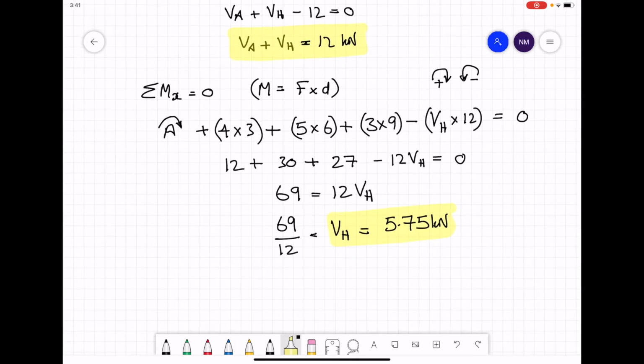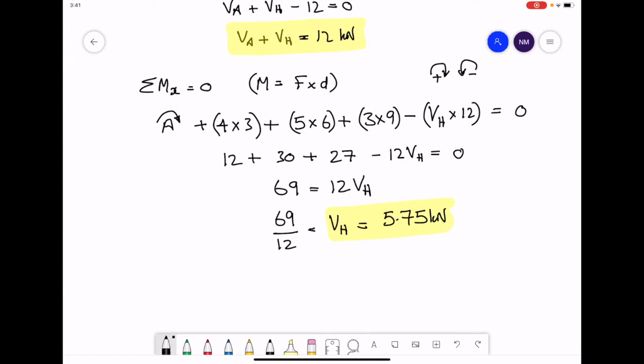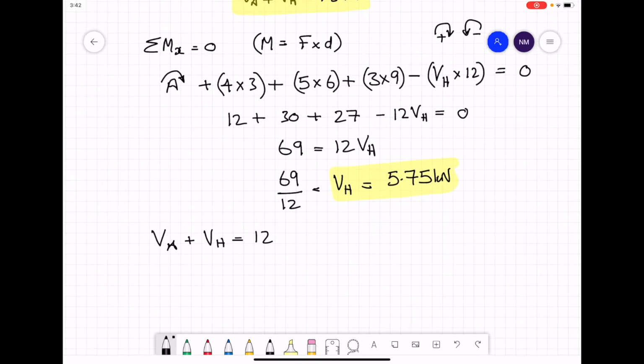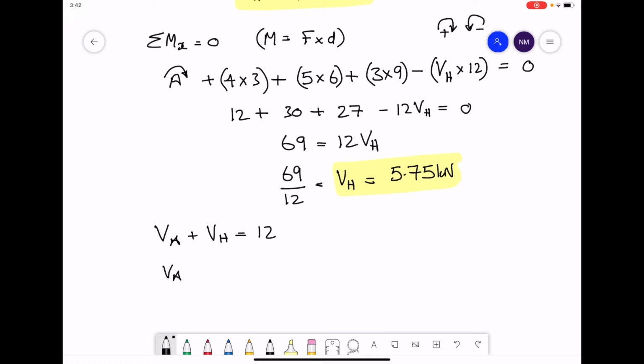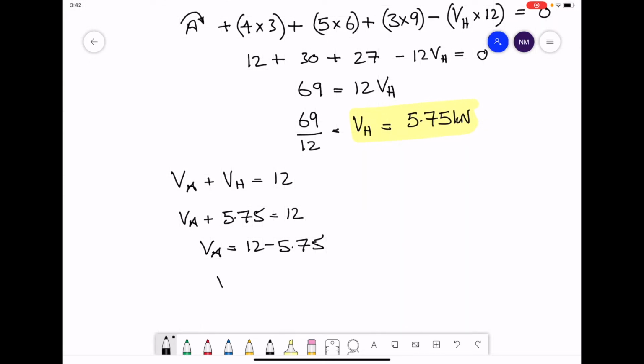Then using the other equilibrium equation we had worked out earlier, VA plus VH is equal to 12 kilonewtons. Substituting in our value, that's 12, then rearranging our equation, 12 minus 5.75 gives us VA to be a value of 6.25 kilonewtons.